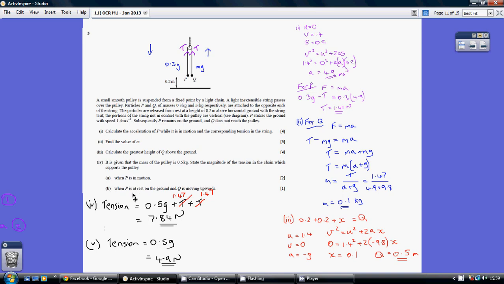For 4B, when P is at rest on the ground and Q is moving upwards, well, the tensions have now gone, so we're just left with the 0.5g, so 4.9 newtons.